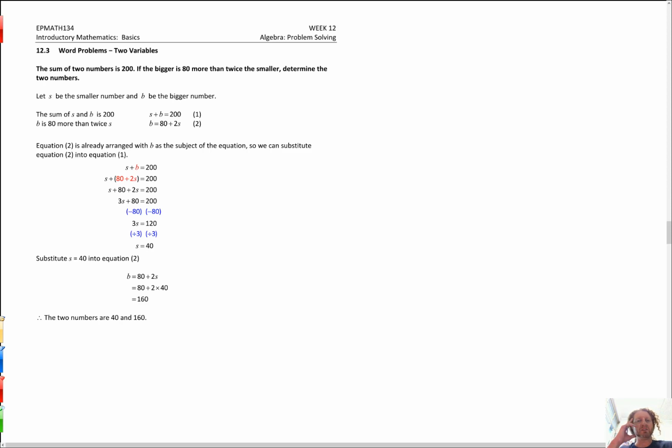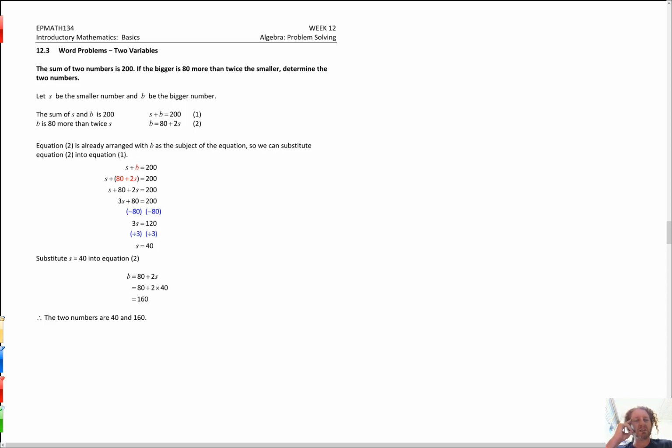Alright, so now if we do move to the word problems, it's still the two-variable stuff, and we're going to use this substitution method, but the questions come in words. We've got to make our own equations. Okay, the sum of two numbers is 200. If the bigger is 80 more than twice the smaller, determine the two numbers.